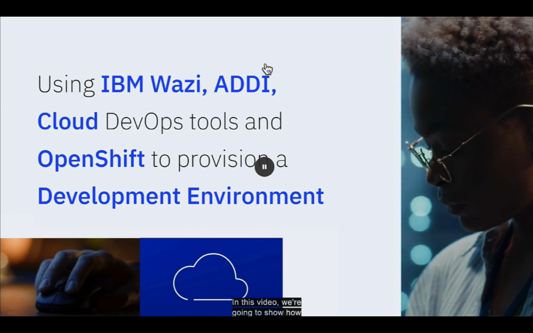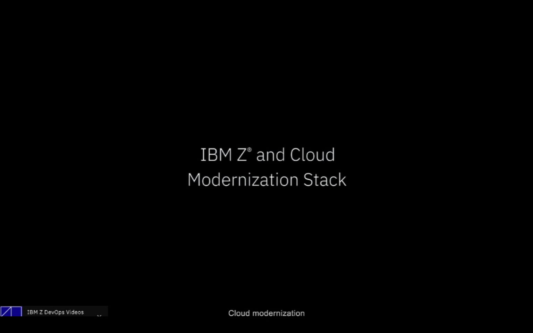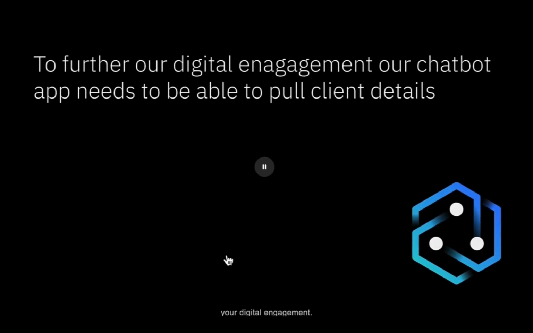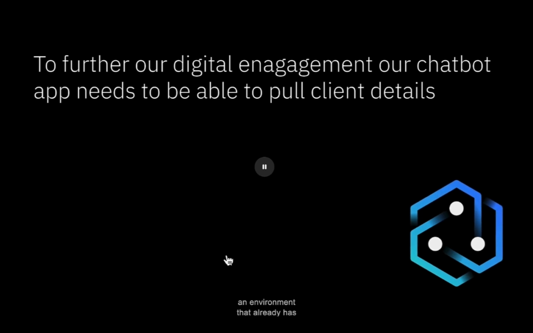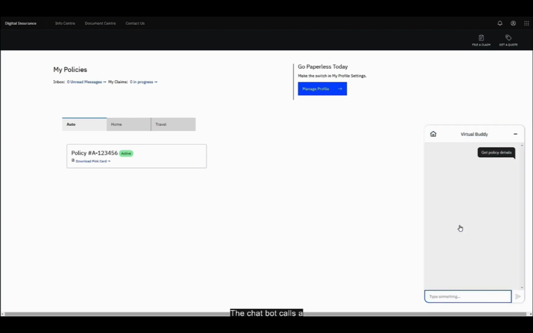In this video, we're going to show how new features of the IBM Z and Cloud Modernization Stack can really allow you to increase your digital engagement. We're going to take the example of an environment that already has a chatbot that allows a customer to ask it questions such as, what are my car policy details? The chatbot calls a back-end application and is able to respond with the car policy details.